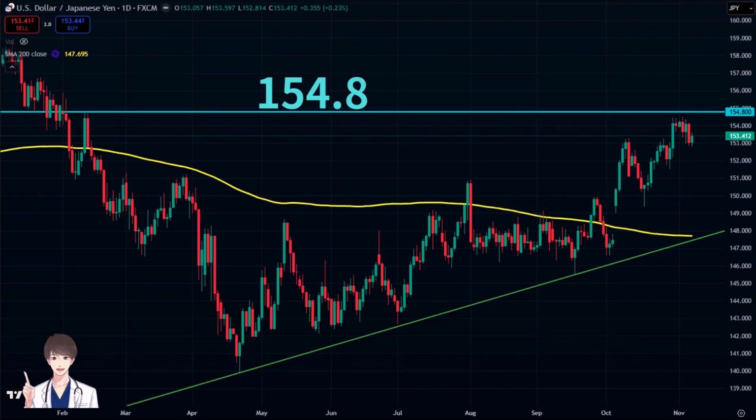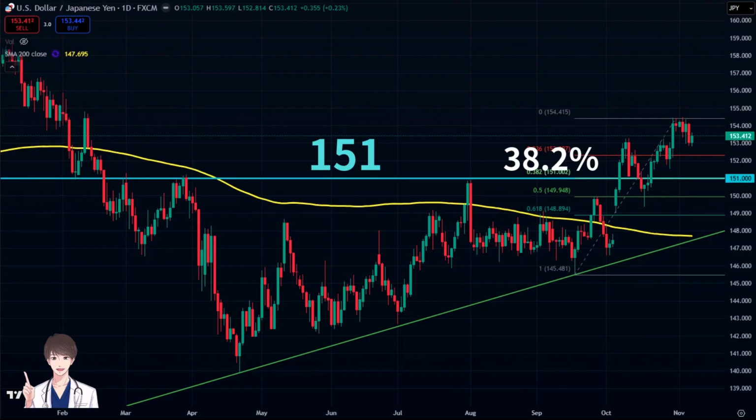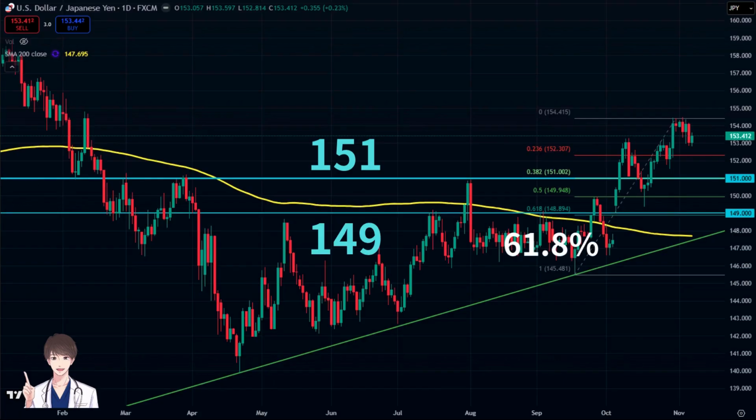154.8. A wedge-shaped pattern can be observed here, and the structure appears close to a potential downside breakout. Some degree of correction seems likely in the near term. Using the September 17th low as a base, the 38.2% retracement level near 151, and the 61.8% level near 149, are important zones to watch for possible pullbacks.